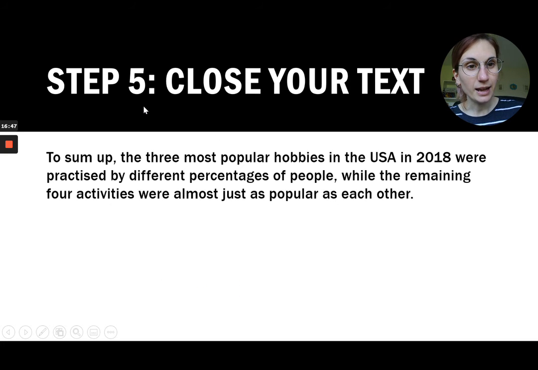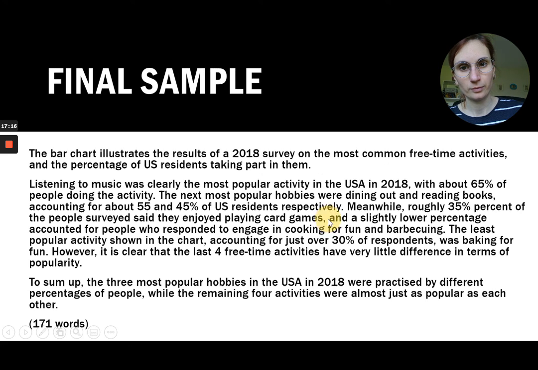So we have an extra step, step 5, which is to close your text. So I added a little summary here. So to sum up, the 3 most popular hobbies in the USA in 2018 were practiced by different percentages of people, while the remaining 4 activities were almost just as popular as each other. So it's basically the same thing that I said, but shorter. So this is our final sample. That's the full text. We now have 171 words. That's a good number. That's fine.